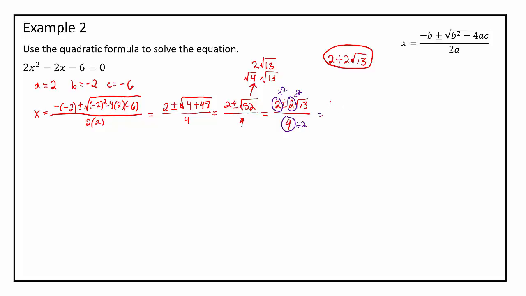Which means 2 divided by 2 is 1, not nothing, but 1. 2 divided by 2 is 1. And 4 divided by 2 is 2. We don't actually need the 1 in front of the square root of 13, but that is our answer. 1 plus and minus square root of 13 over 2.